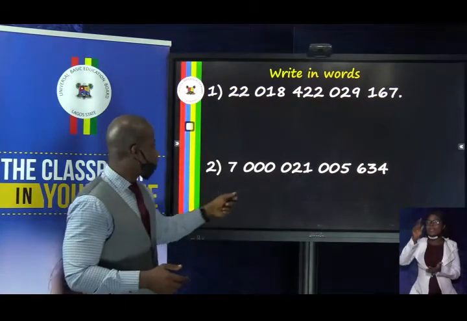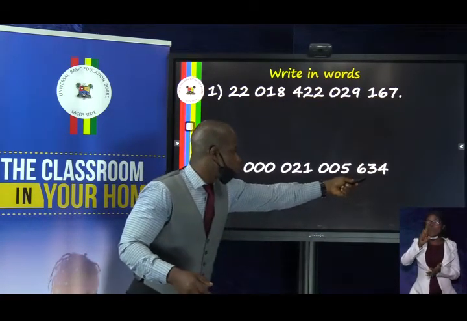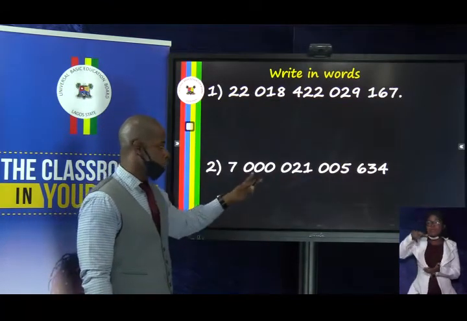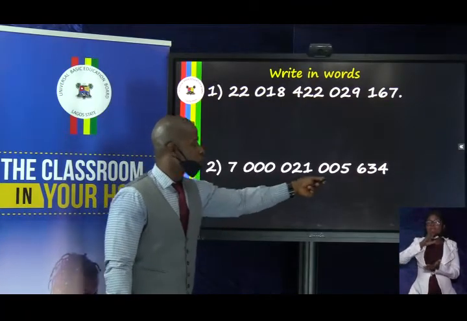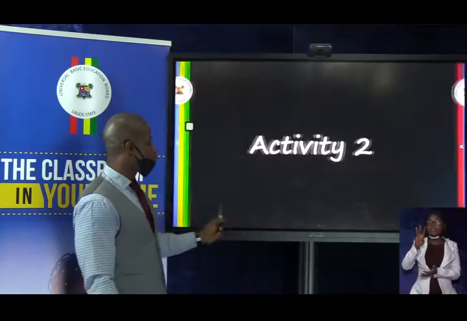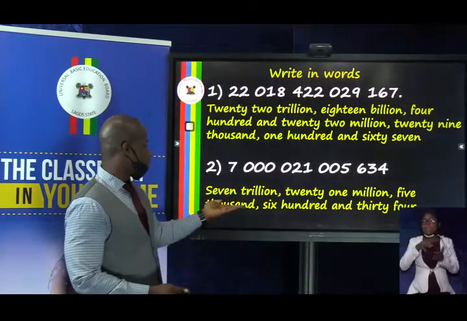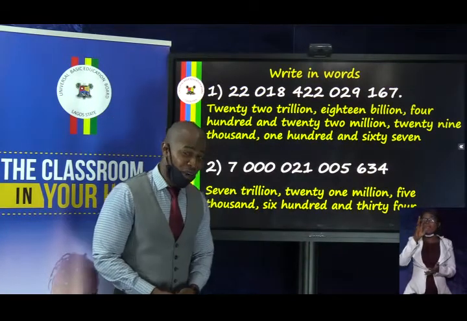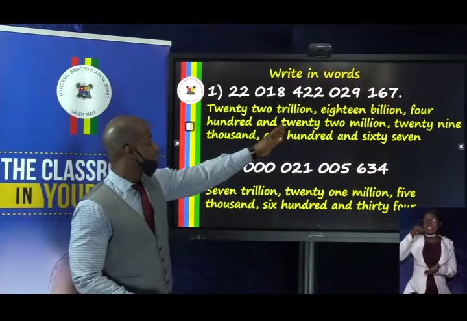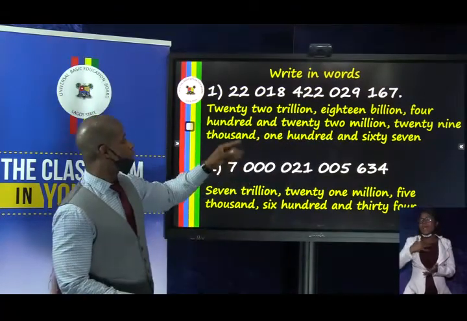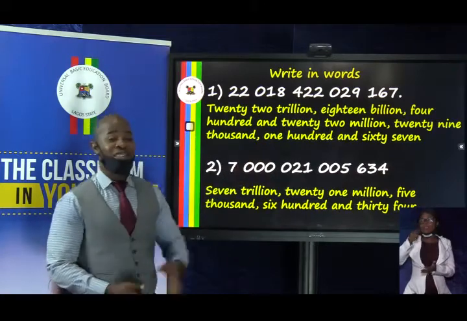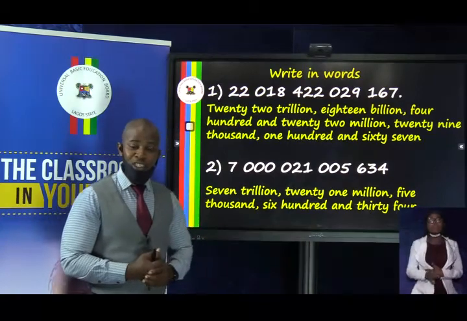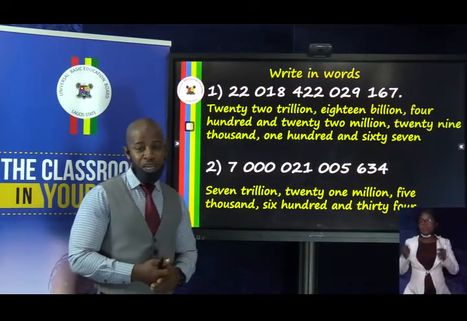So we'll show you the answer right now. On this one, units or ones, thousands, million, billion, and trillion. So 7 is 7 trillion, then no billion, 21 million, 5,634, as you will see. So 7 trillion, 21 million, 5,634. Did you get that right? Let's say the first one: 22 trillion, 18 billion, 422 million, 29,167. Did you get that right? Well, good job, you, if you did. If you did not, well, you will have another chance with the homework.